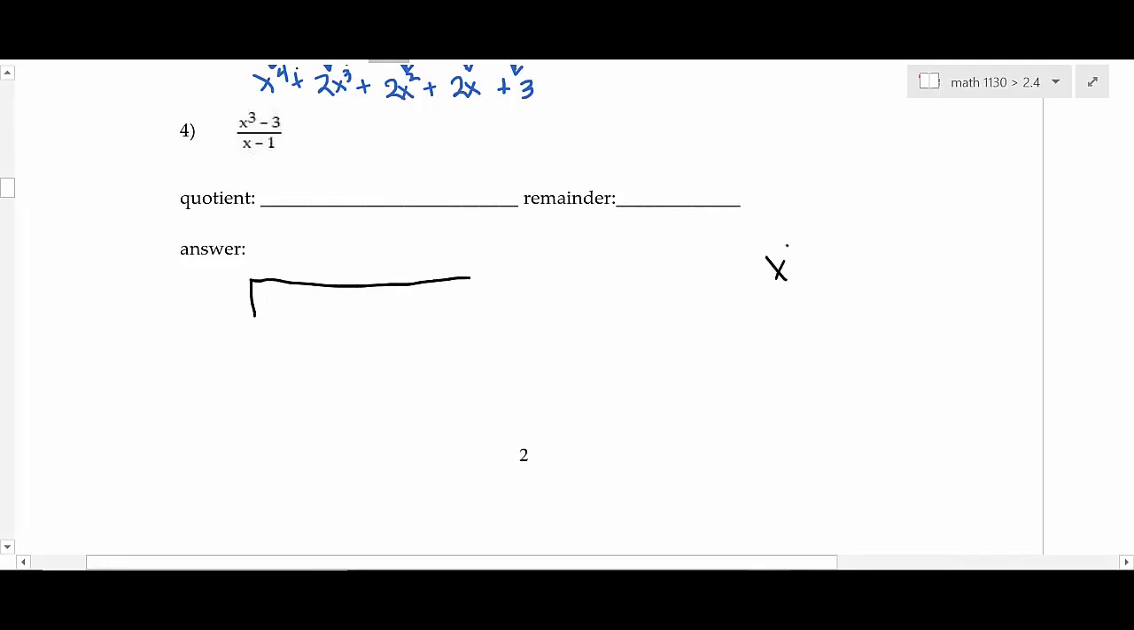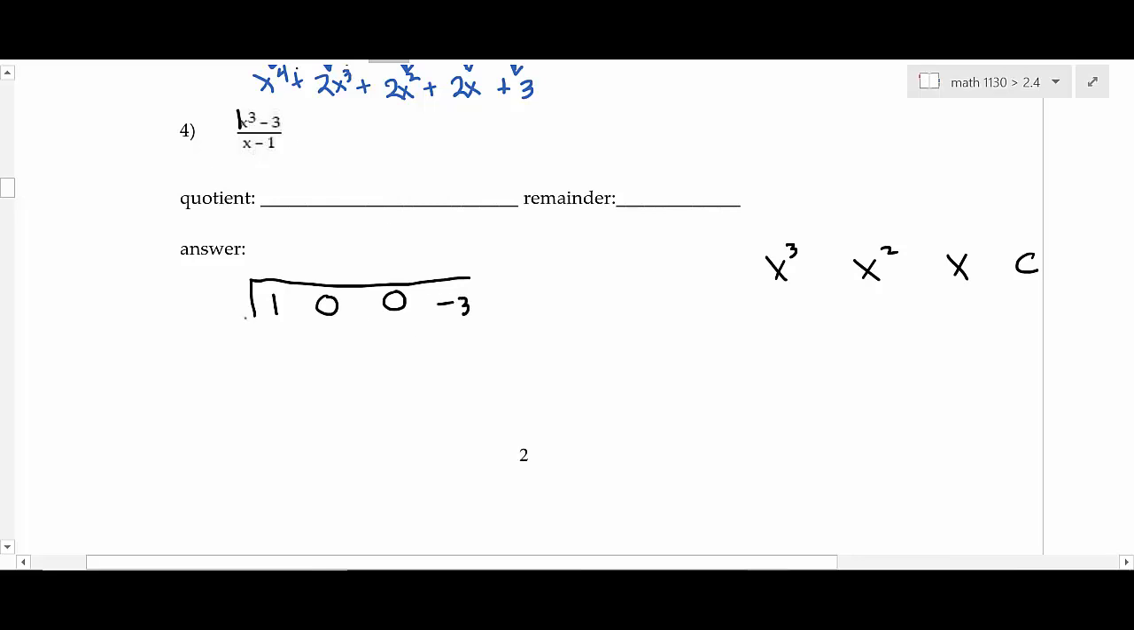Now remember, you've got to have a placeholder for everything. You need to have x to the second, x to the first, and a constant term. So it goes like this. You have x to the third with a 1 in front. There's not an x to the second, so what do you do? You've got to put a 0. There's not an x to the first, put another 0. The constant term's minus 3. So that's got to go like that.